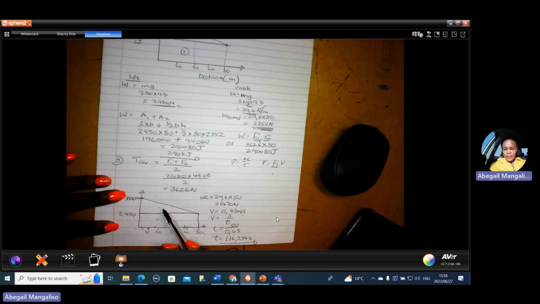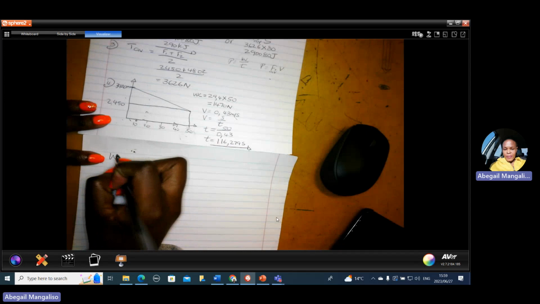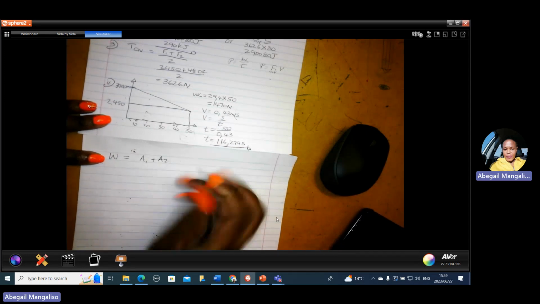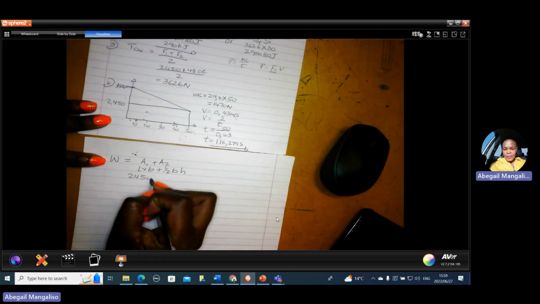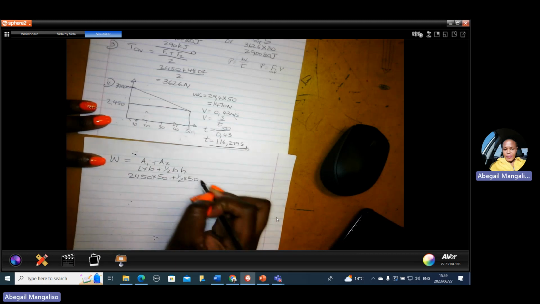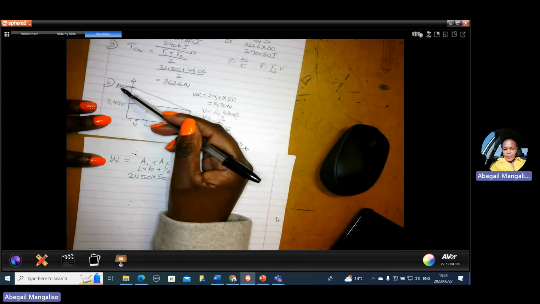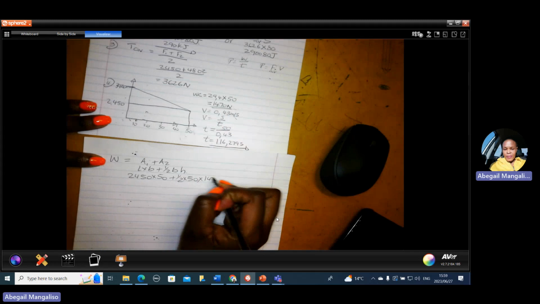Now, if you calculate time first, it means we're going to need these areas so that we can use work done and the time. So in order to use that formula of work done and time, to calculate work done of this new graph, it will be A1 plus A2. Area 1 is L times B plus a half times base times height. This is 2450 multiplied by 50 plus a half times the base of the triangle, which is 50. But the height of the triangle will be the difference between the two. 3920 minus 2450 is going to give us this answer. It's 1470.